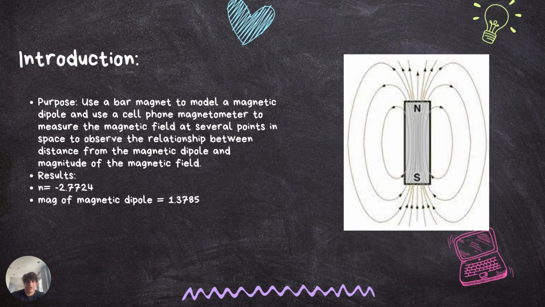As an introduction, in the lab we used a bar magnet to model a magnetic dipole and used a cell phone with a magnetometer to measure the magnetic fields at several points in space to observe the relationship between distance from the magnetic dipole and the magnitude of the magnetic field. For the results, the power that the distance is raised to in the relationship formula was found to be negative 2.7724, and the magnitude of the magnetic dipole was found to be 1.3785 amps meters squared.